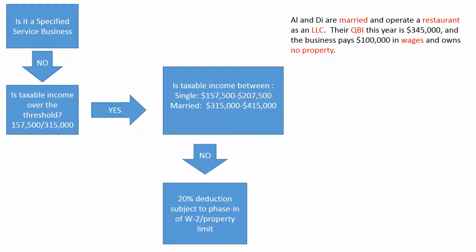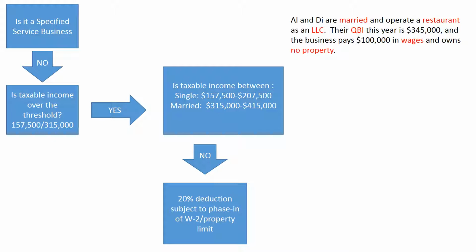So if you subtract $315,000 from $365,000, that's a $50,000 difference. Now, at the top of the income range, which is $207,500 for singles and $415,000 for married, your entire deduction is subject to the wage and business property limit. Thus, if you have no W-2 wages or business property, you get no deduction.